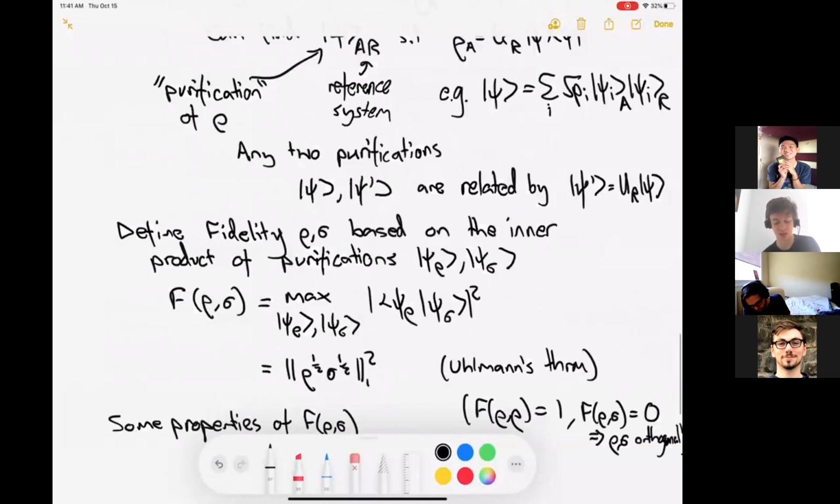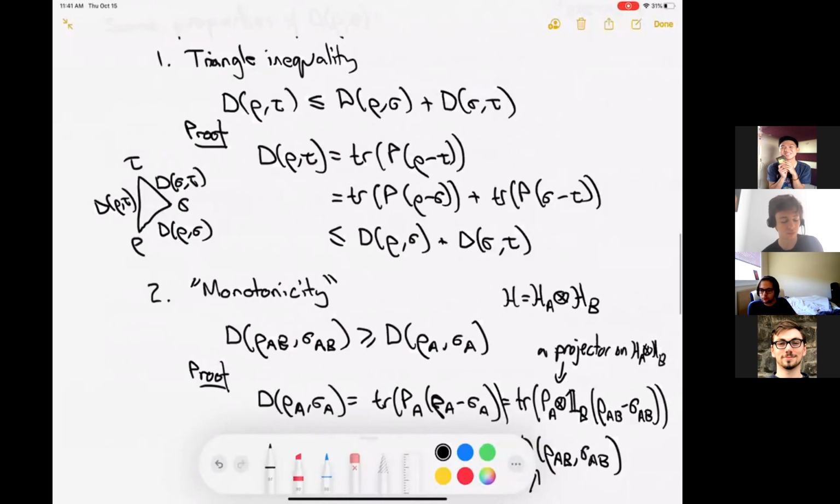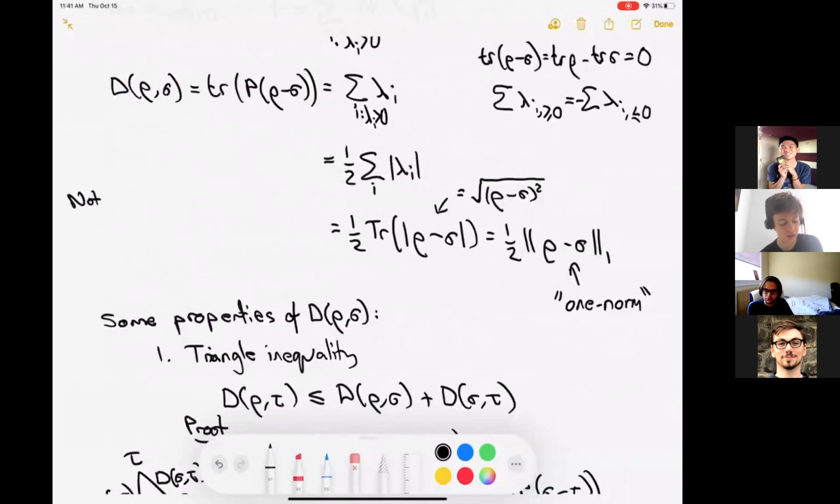Let's just write it up here. Note: D(rho, sigma) equals 0 implies rho equals sigma. D(rho, sigma) equals 1 implies the two density matrices are orthogonal.